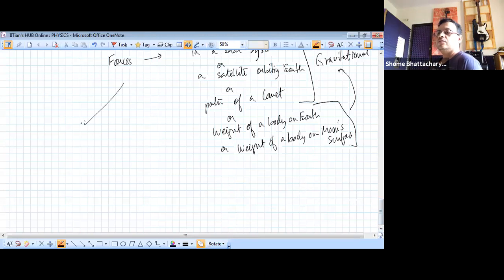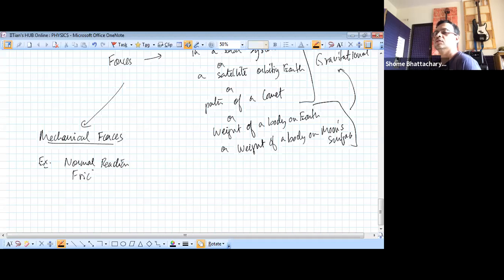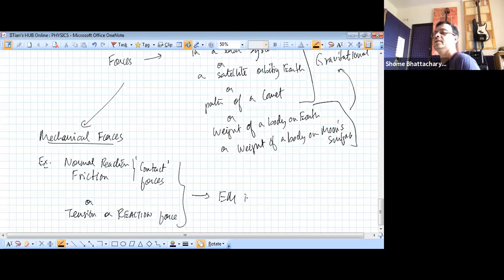Whereas, for example, mechanical forces, for example, normal reaction, friction, yes, very good. So collectively, these are contact forces, or tension, or reaction force. These all come under the category of what? They come under the category of electromagnetic interaction.